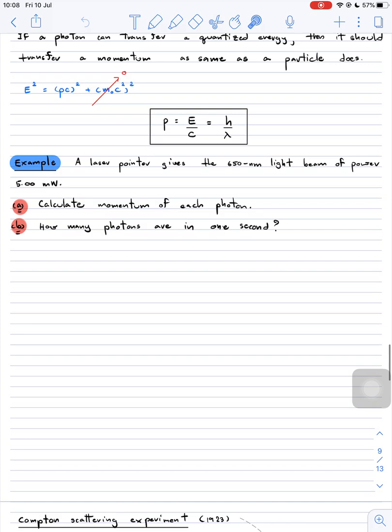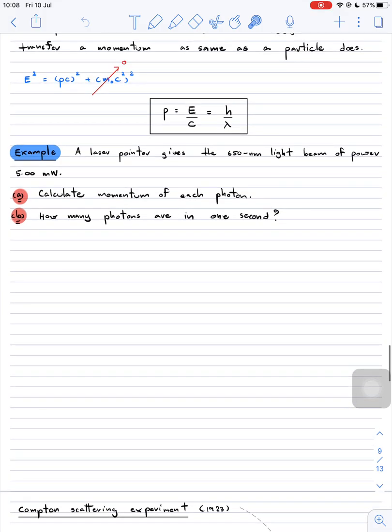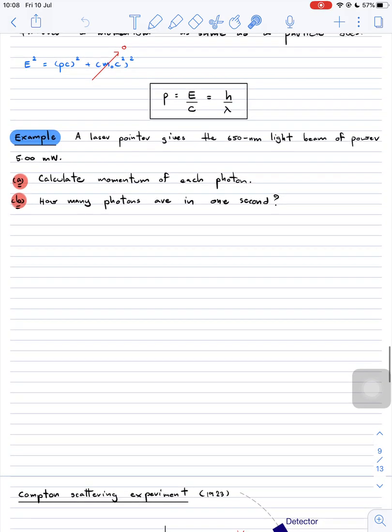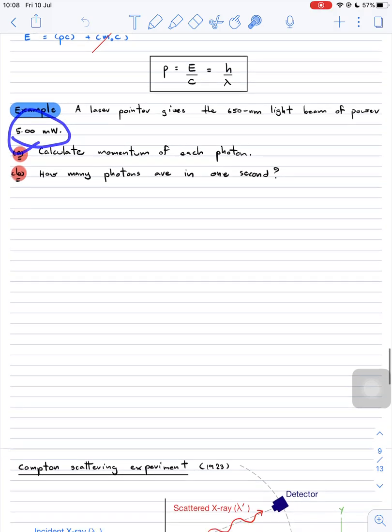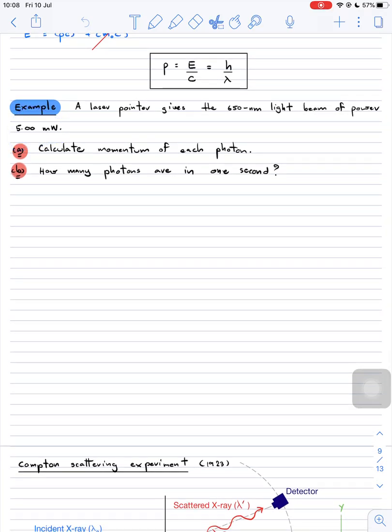Okay, so let's look at this example. A laser pointer gives a 600 nanometer light beam of power 5 milliwatts. Now for part A, calculate the momentum of each photon.